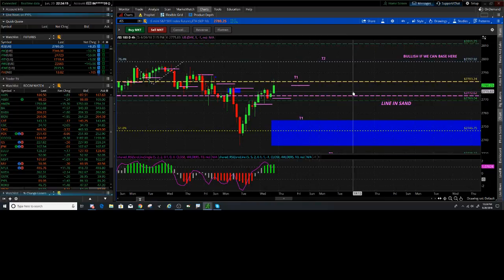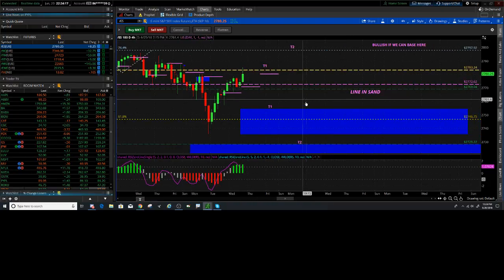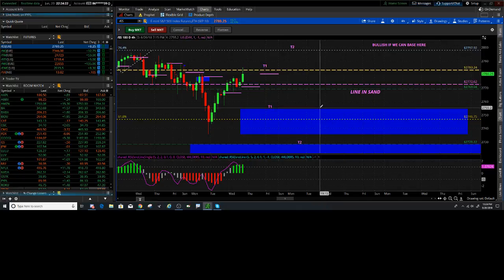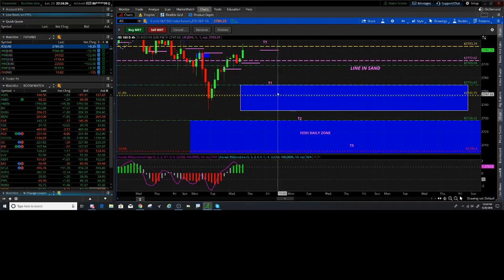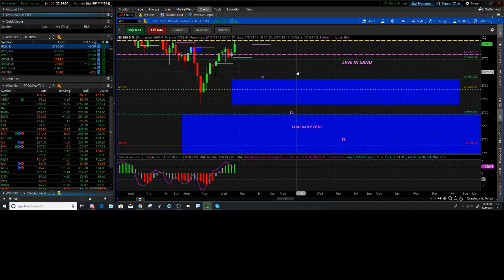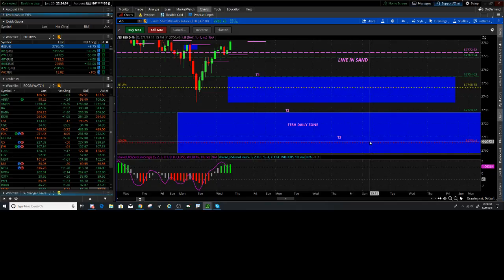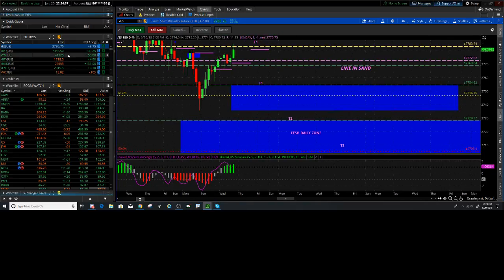LIS here, 2772 to the downside. T1 coming in roughly here at 2754. Let's go ahead and mark that up real quick. There you go. And below that, we do have the 61.8. So even if price came down in here, I would expect it to bounce here. However, if it breaks down, look for T2 here at 2728. T3 back at the 50 at 2705.